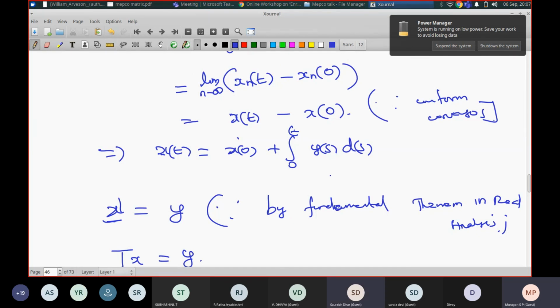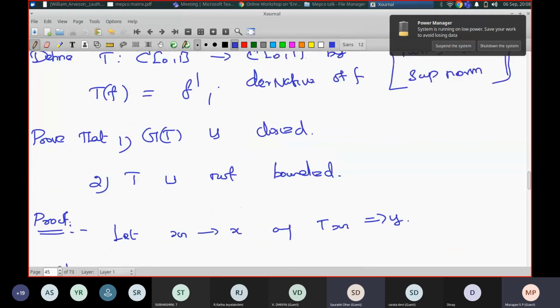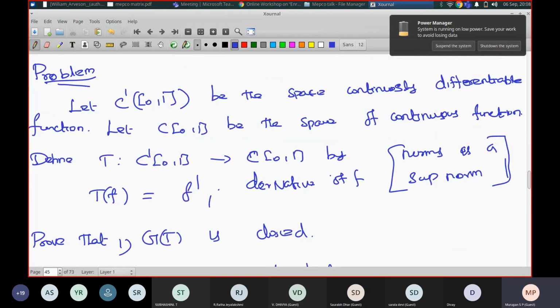Till here I got it, but when you write x dash equals y, I got it because from that you get it. But how did you write x dash equals Tx? Because of our definition. What is the definition? T of x is the derivative of x, right? So this is our definition. From that, that's what I wrote. See, this is our definition. Yeah, here I wrote the definition.